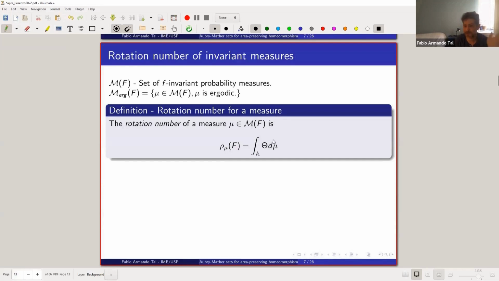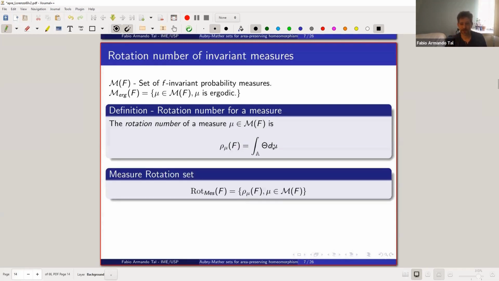The rotation number of a measure is just the integral of this displacement function. It means the average displacement that you have. Sometimes some points move more to the right, more to the left. And you define the measure rotation set, which is the union of all rotation numbers for measures. This is always an interval because this set is convex, and this transformation is linear, so it is compact and convex. This is always a closed interval.